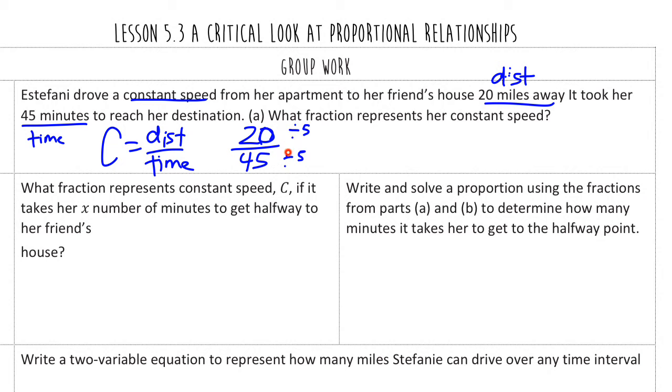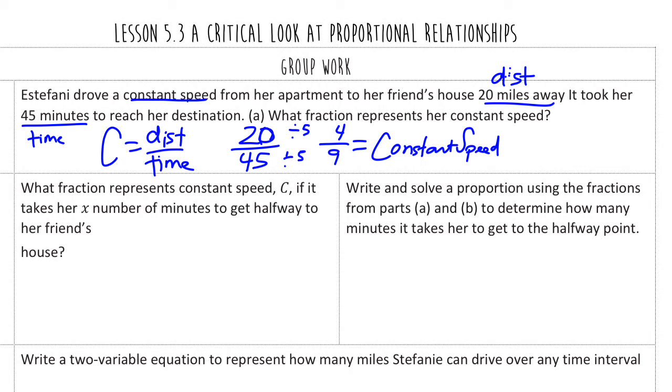This is the only time you can use this symbol. It goes into 20 4 times and it goes into 45 9 times. So this is our constant speed. Pause this video and I want you to do this part right here. Okay. Hopefully you paused the video and you actually did that part.